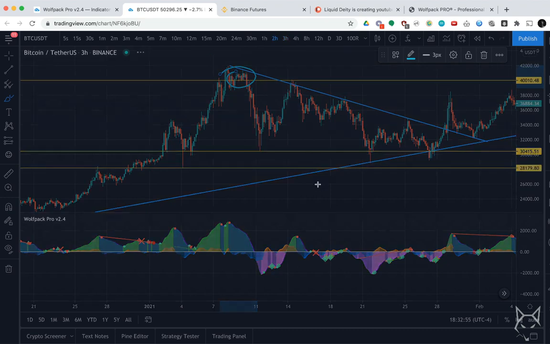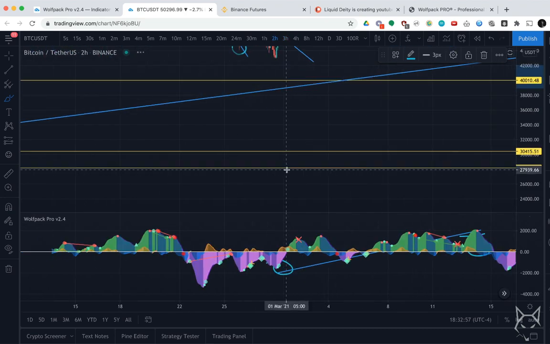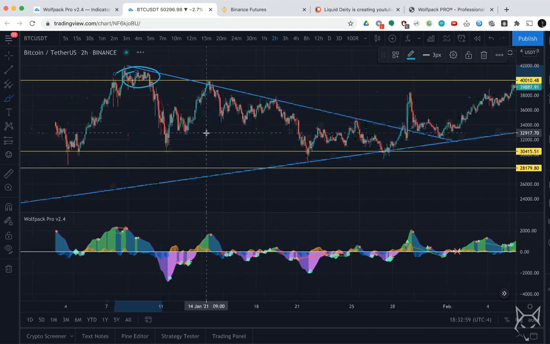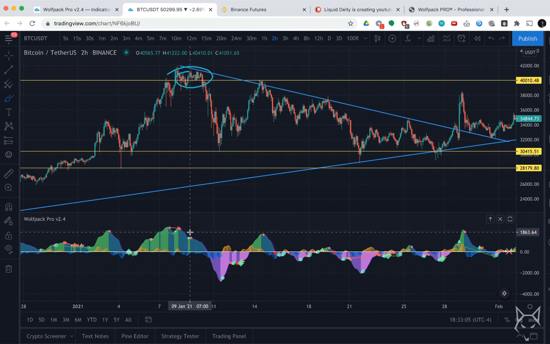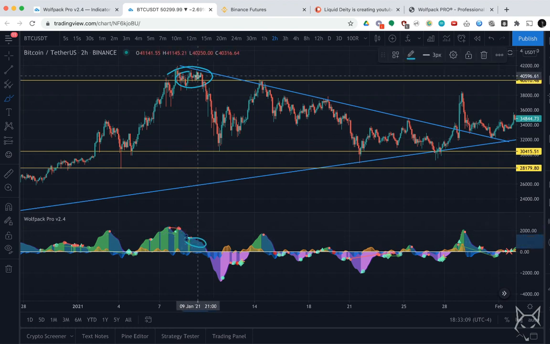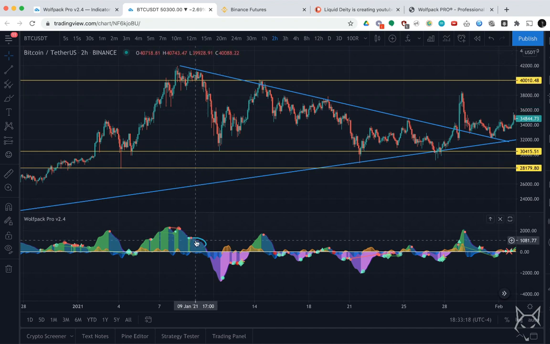Maybe we could see it on the, let's check the 2 hour. Back to January. Okay, so on the 2 hour we see this divergence. We also see this lower high on Wolfpack. We know that price hasn't plummeted yet, but we know momentum is really slowing down. So hopefully in the future, if there's a situation like this, you'll know that it's time to take profit.